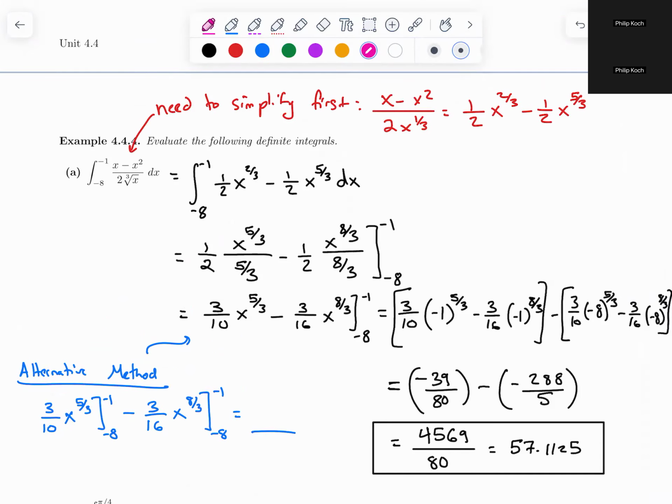So you have the integral from -8 to -1 of 1/2 x to the 2/3 minus 1/2 x to the 5/3. Integrating those, the 1/2 is constant, so you can ignore it, but then it's going to be x to the 5/3 over 5/3 minus 1/2 x to the 8/3 over 8/3, evaluated from -8 to -1.